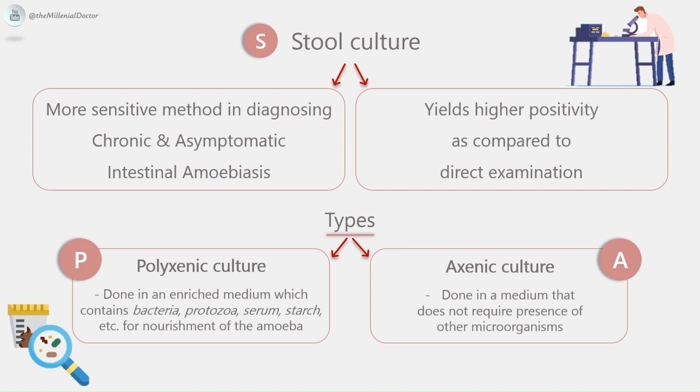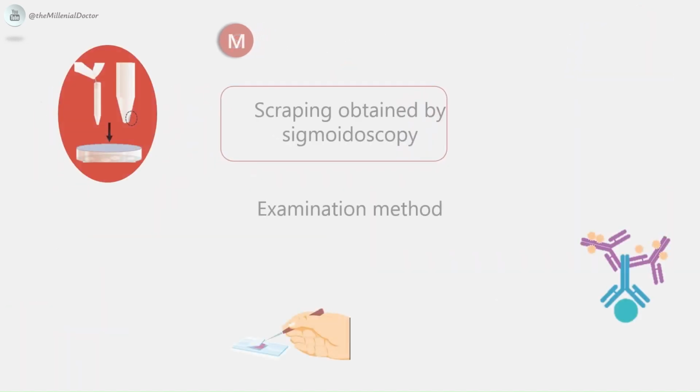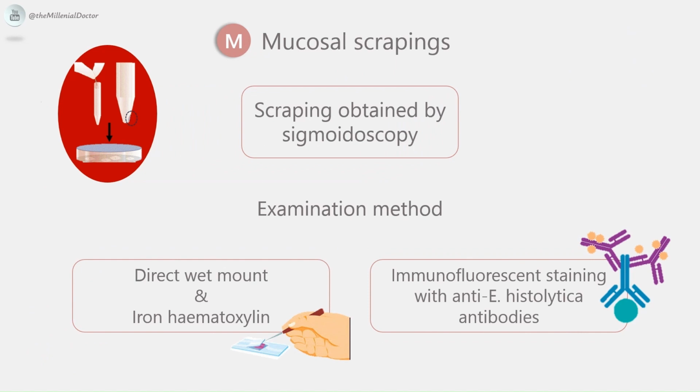And second is the axenic culture, which is done in a medium that does not require the presence of other microorganisms. Next, mucosal scrapings. Scraping is obtained by sigmoidoscopy and is often contributory. Examination methods include direct wet mount, iron hematoxylin and immunofluorescent staining with anti-Entamoeba histolytica antibodies.